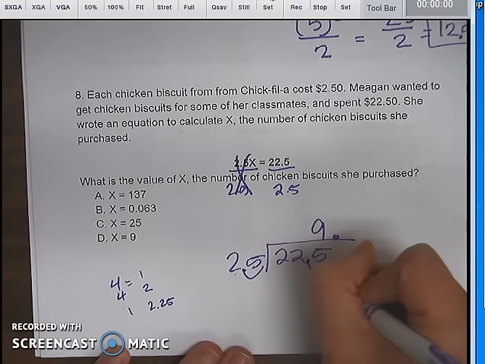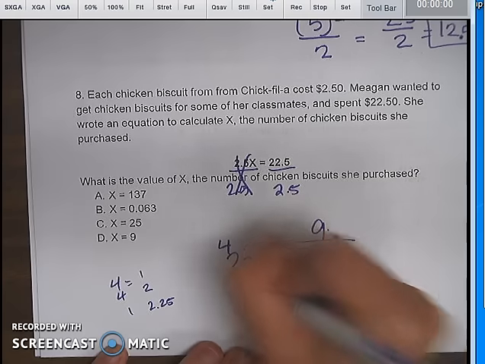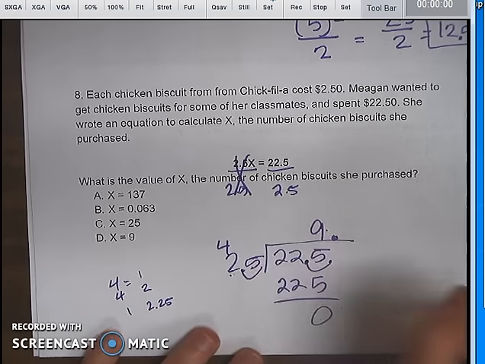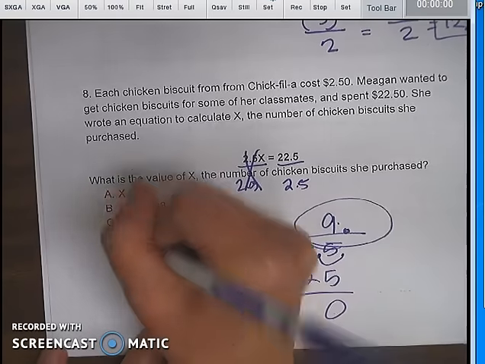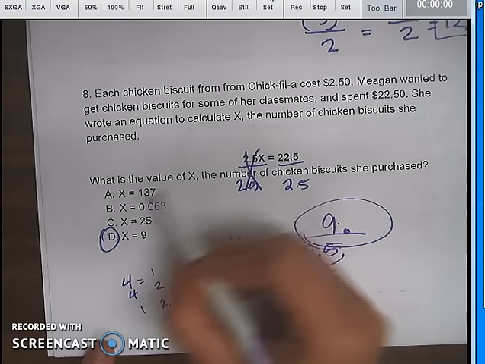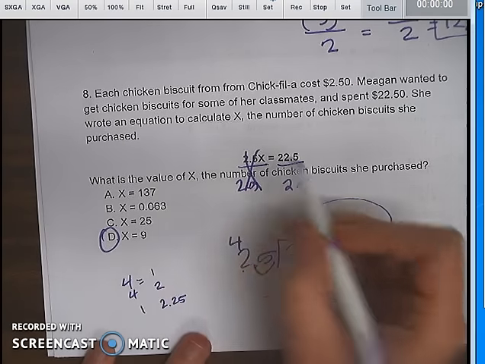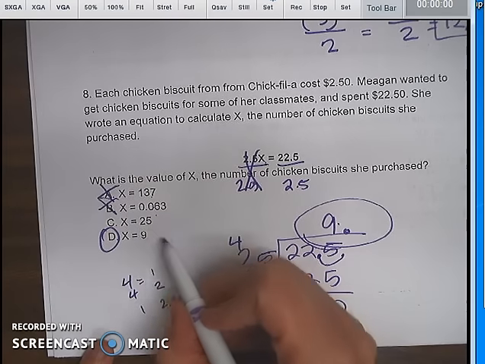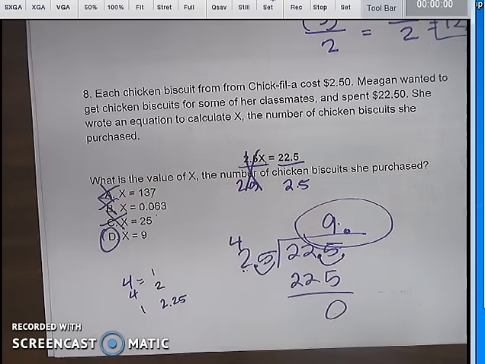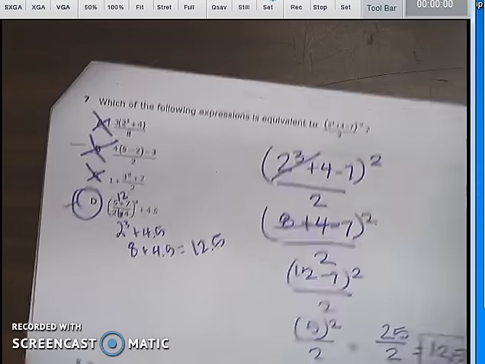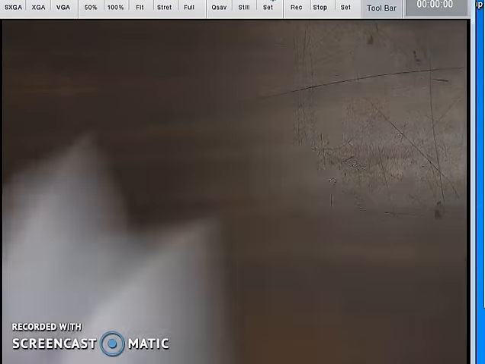9 times 5 is 45. That's 9 times 2 is 18, 19, 20, 21, 22. So she bought 22 chicken biscuits. Now, if you couldn't figure that out by doing that, you could take all of these answers and plug them in. Well, you know that 2.5 times 137 is going to be too big. No. 25, no, that's way too much. Okay, if you can't figure that out, you can always work it backwards by multiplying instead of dividing. But you're a big kid and you know how to divide.